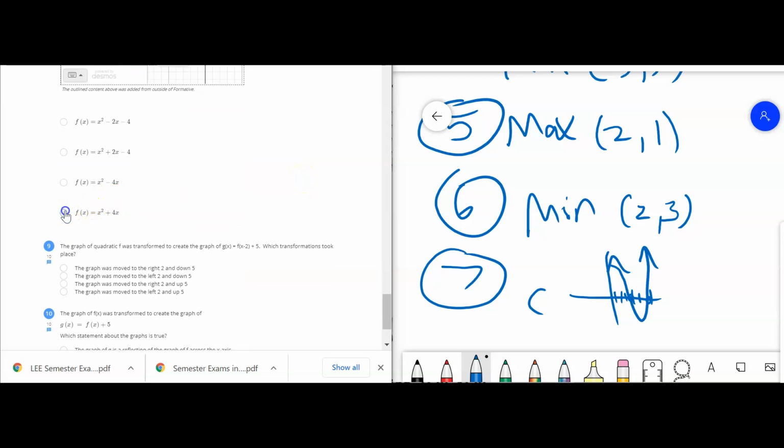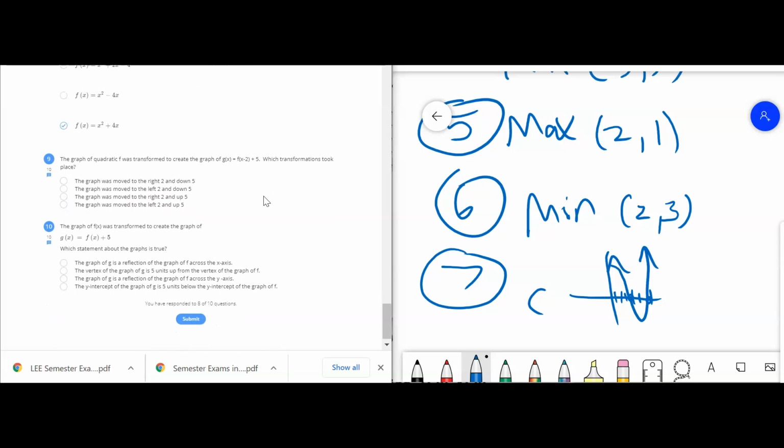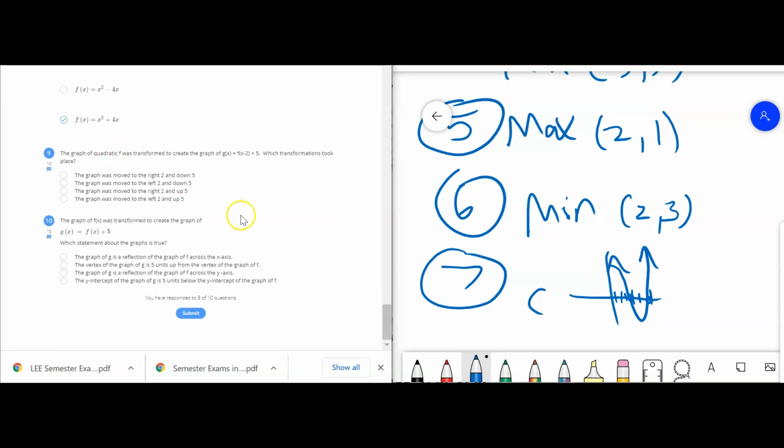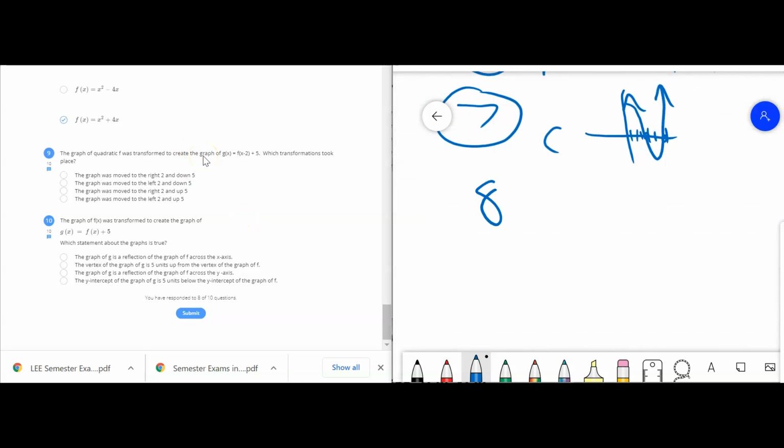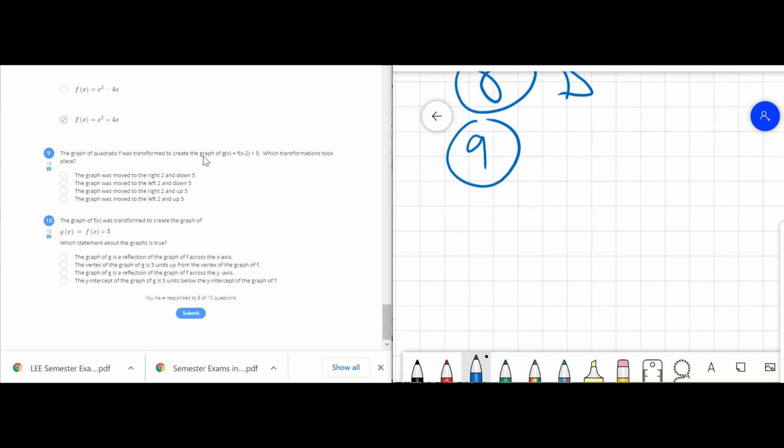So sometimes you might have to work backwards when you're doing these, okay? Got 2 more. Oh, by the way, that was D, right? So let's write that down. Fourth answer choice. All right, number 9 though.